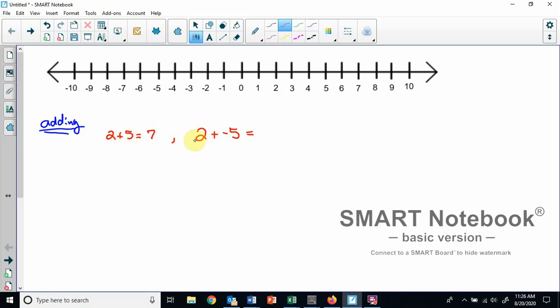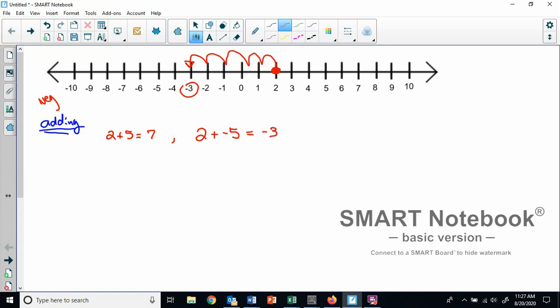Look at this. This is saying we're starting at 2, and we are moving negative 5. Now, which direction is negative? Remember, negative would be moving back to the left. So from here, we're moving 5: 1, 2, 3, 4, 5. So without any skill of adding negative or positive numbers, I can see that this is going to give me negative 3.